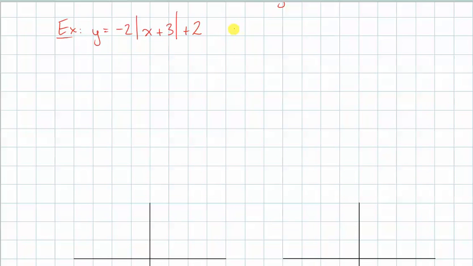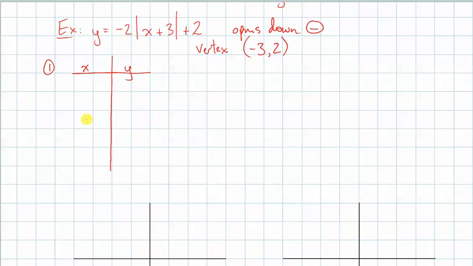Okay, first of all, we recognize that it opens down because of the negative. Also, the vertex will be located at negative 3, comma 2. Okay. So in the first method, what I can do is plot some values by choosing the vertex. That's a good place to start. That's sort of the center of action. So notice I put it in the middle of the table of values. I'm going to choose a couple of x values smaller. I'm going to choose a couple of x values larger. Well, you can choose 0. Alright, and I'm just going to substitute these values in here.